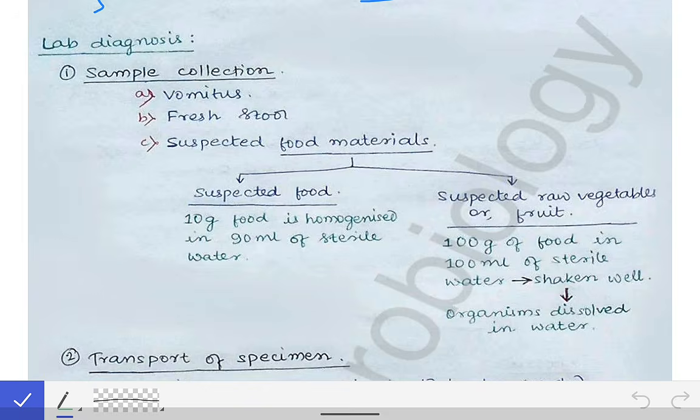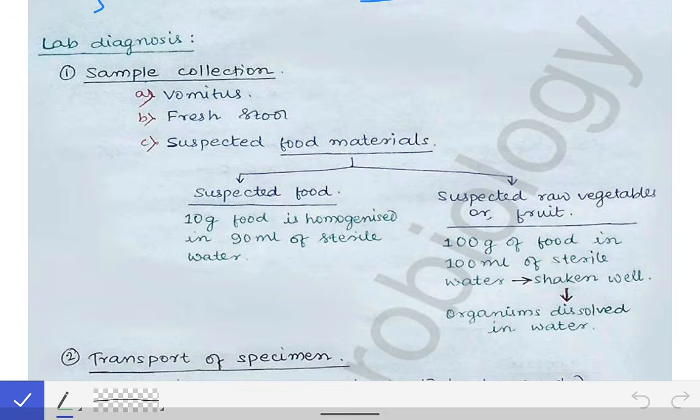For that we have to send some administrative people to go there and get some food particles or raw vegetables from those parties, and check them in the microbiology labs to identify the particular microorganism causing the infection to a large number of people of the community. So that's why we have to collect the food materials also. And the food materials can be cooked food or maybe raw foods.